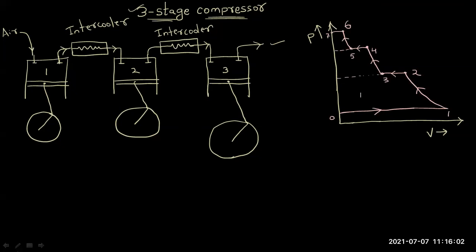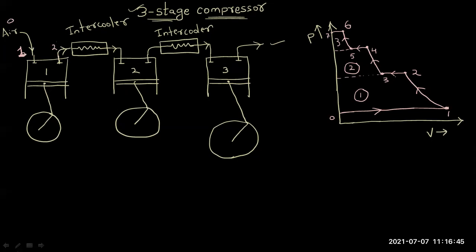So this is the first stage of compression. This is the second stage of compression. This is the third stage of compression. So the inlet point is 0. Then suction will take place from 0 to 1. Then from 1 to 2, it will be compression. Whatever the outside temperature is at point 0, this temperature is at point 1. At point 1, it will enter the cylinder. Then from point 1 to point 2, compression will take place.